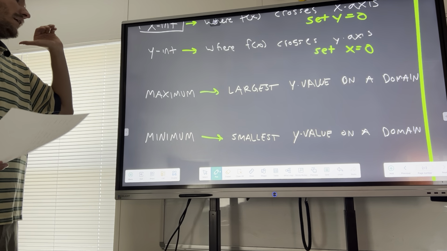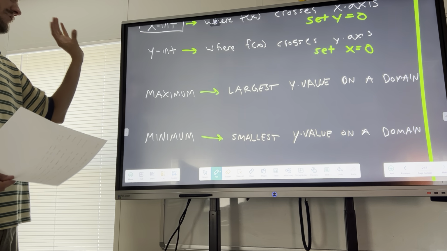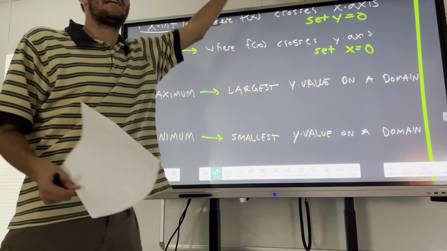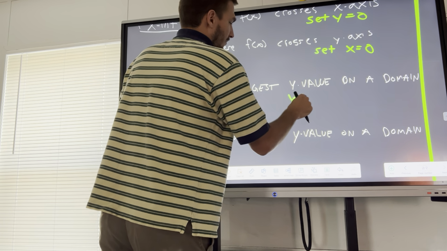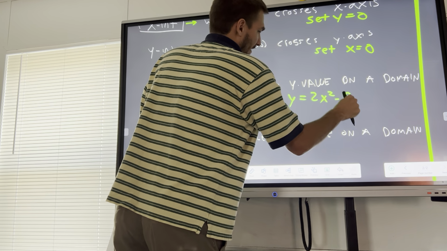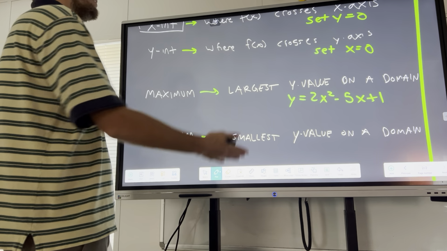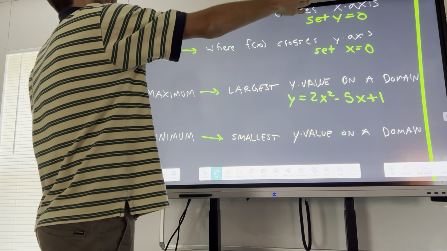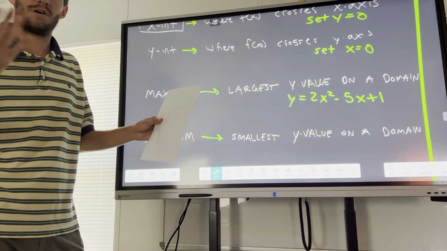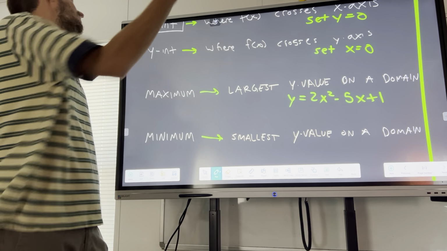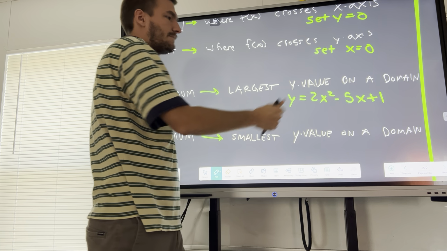Okay, now, how can we solve algebraically for the maximum or the minimum? Up here, it's just set y equals 0, that's easy. Set x equals 0, that's easy. Let's say I give you this function, y equals 2x squared minus 5x plus 1. If you want where it crosses the x-axis, set y equal to 0, boom, and try to solve it. You might have to use the quadratic formula for this question. Or the second one, where the y-intercept is, set x equals 0, that's easy, the value's 1.